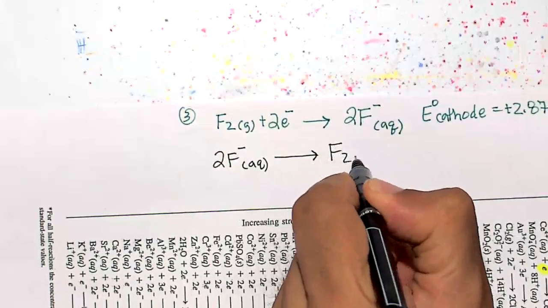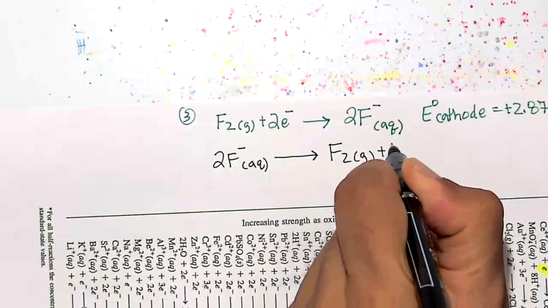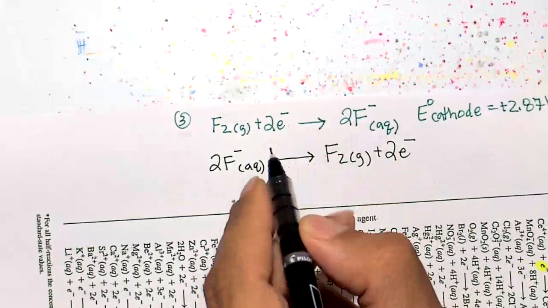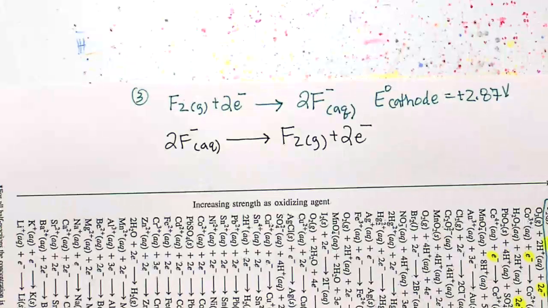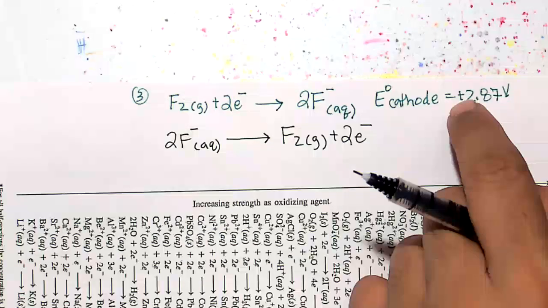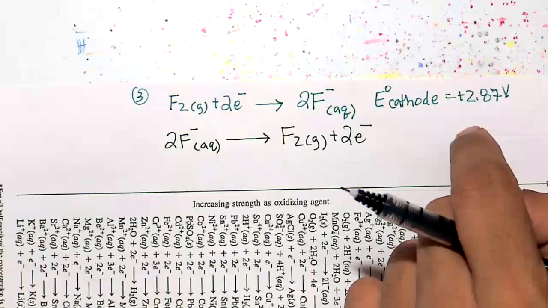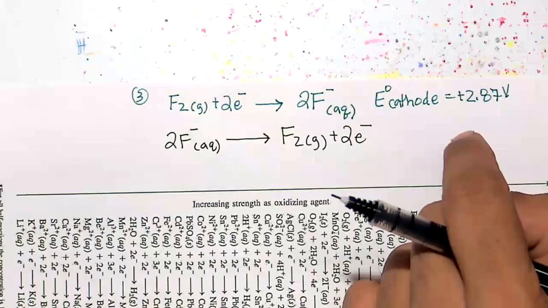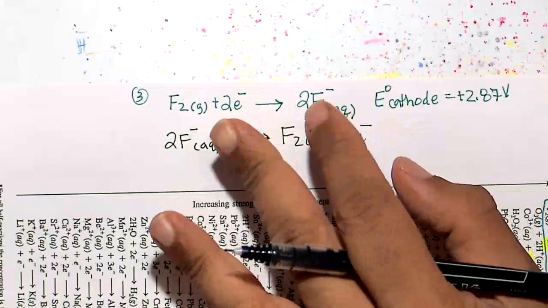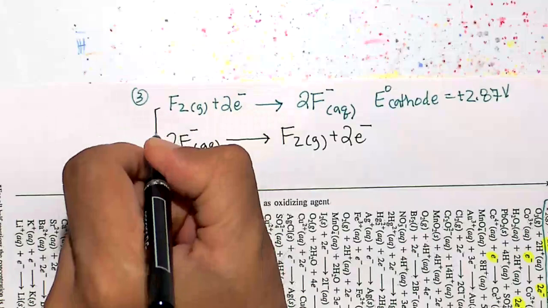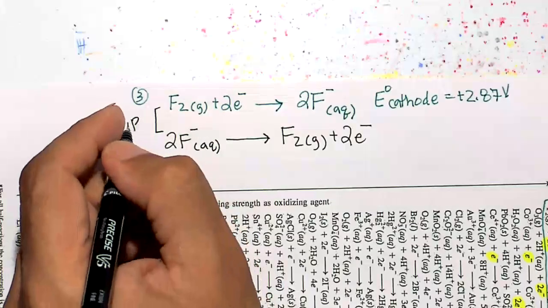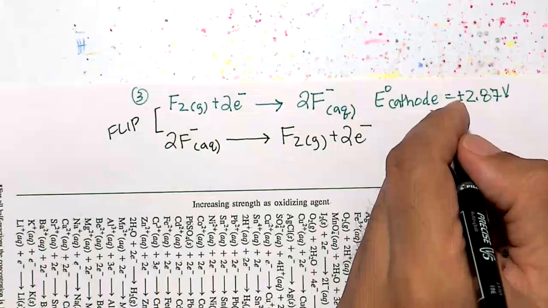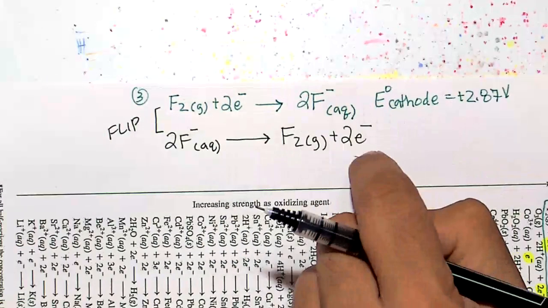I'm going to write the reaction as it's flipped. What do I have here? Is it a cathode now? Is it? Okay, I flipped the reaction. Going from here to here, I flipped it. So I'm no longer the cathode. What am I? What is this half reaction?